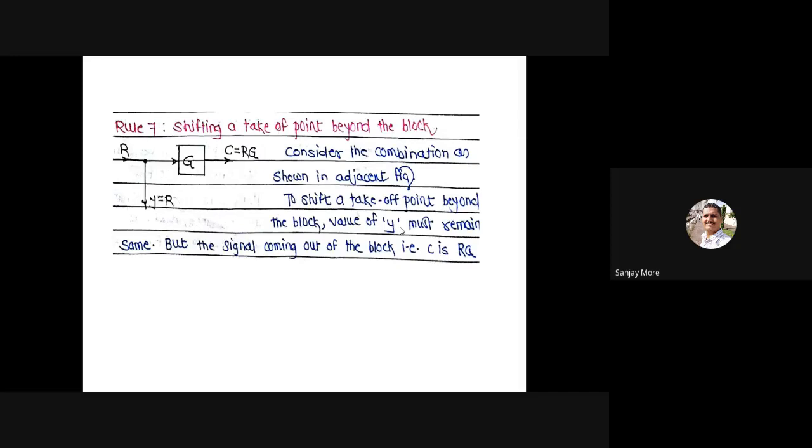Today we start rule number 7 of reduction of block diagram. Give the heading: rule number 7, shifting a takeoff point beyond the block, meaning after the block. Shifting a takeoff point beyond the block, and draw this diagram.